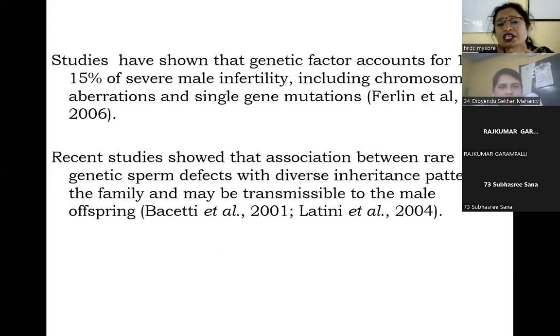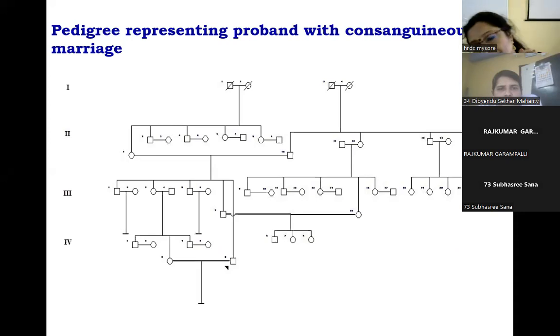In our study, we found that genetic factors account for 10 to 15% of severe male infertility, including chromosomal aberrations and single gene mutations. And recent studies show an association between rare genetic sperm defects with a diverse inheritance pattern, which the family may transmit to the male. So this information is from the pedigrees. That's why pedigrees are very, very important.